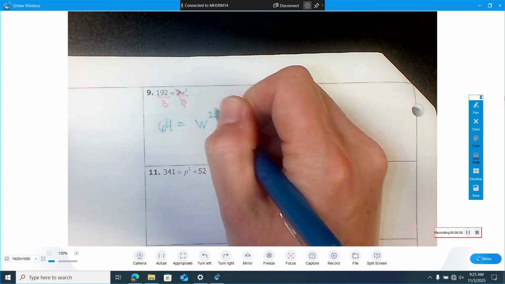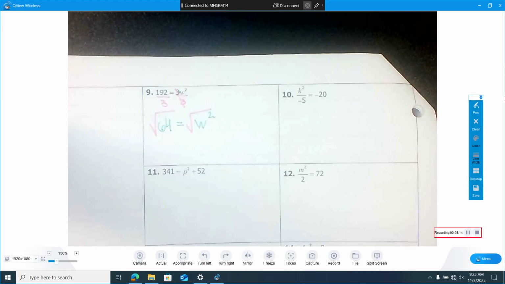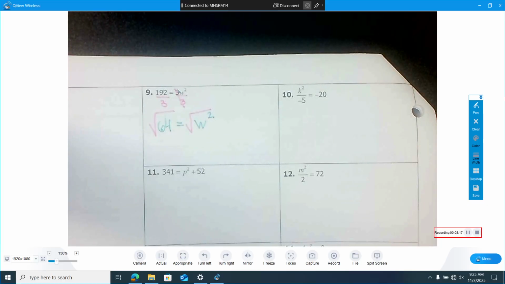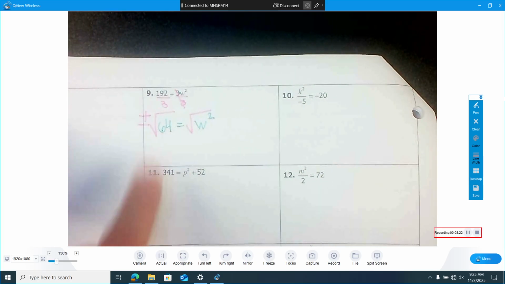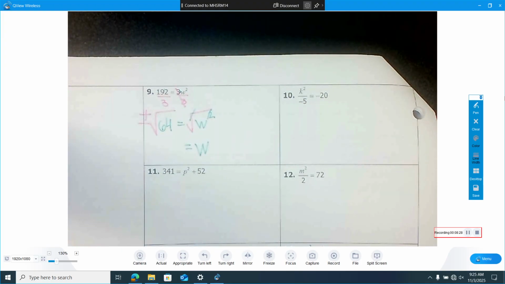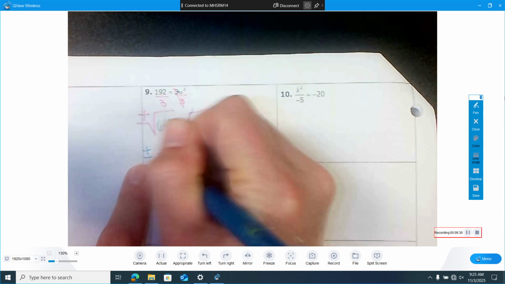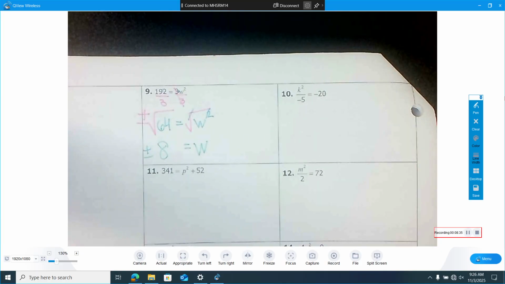How do I get rid of my power of 2? Square root. Good. And when you take a square root, what do you need to remember? Negative or positive. Plus or minus. Don't forget to attach your plus or minus. Now, the square root and the square cancel out, so the w is all by itself. And then we have plus or minus. What is the square root of 64? 8. Very good. 8 times 8 is 64. We just want one of those roots. Good. So plus or minus 8, we get a positive 8 and a negative 8 for our answers. You good so far? It's pretty easy.